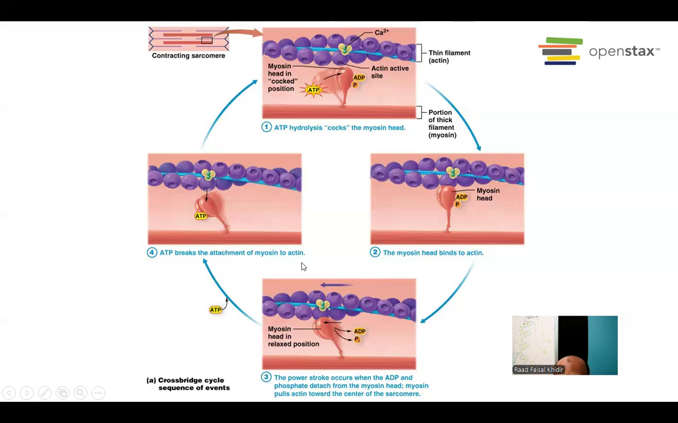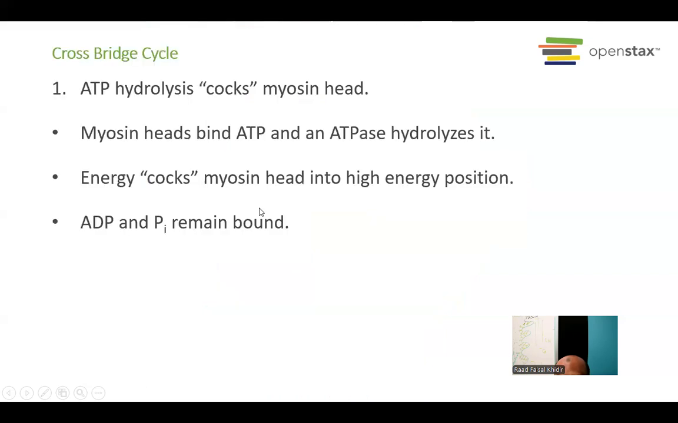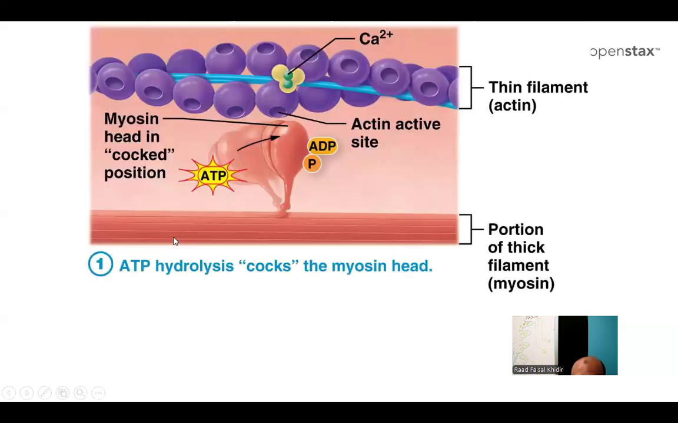Then ATP breaks the attachment of the myosin to actin. ATP hydrolysis cocks the myosin head. The myosin head binds ATP, and ATPase hydrolyzes it. The energy cocks the myosin head into the high energy position, with ADP and Pi remaining bound. So ATP hydrolysis cocks the myosin heads.